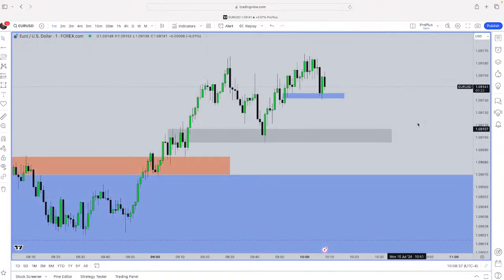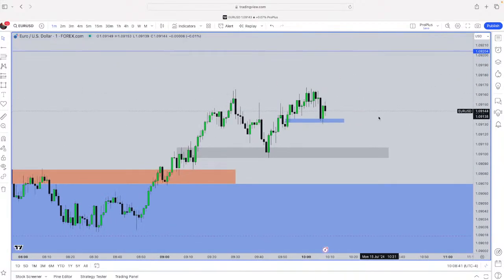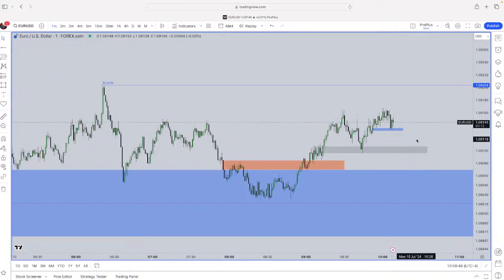But yeah, I'm probably going to call the stream soon, guys. Nothing too much is happening. Give it about 10 more minutes. I want to see how price reacts to this implied fair value gap here. Other than that, there's nothing too much going on.